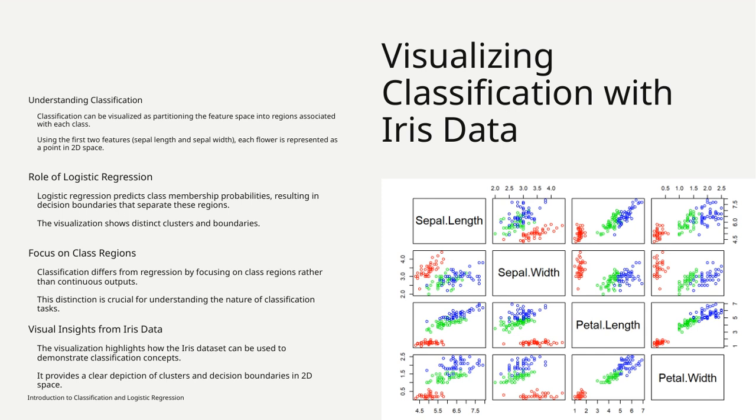It's important to note that classification isn't about predicting continuous values like in regression. Instead, we're focusing on identifying the regions where each class resides, whether a flower is of one species or another. This distinction is fundamental to understanding the nature of classification tasks. Finally, using the IRIS dataset, we get a great example of these concepts in action. The visualization clearly shows how data points form clusters and how decision boundaries can be drawn to classify new observations effectively. This visual insight helps us grasp how classification algorithms work in a real-world context.